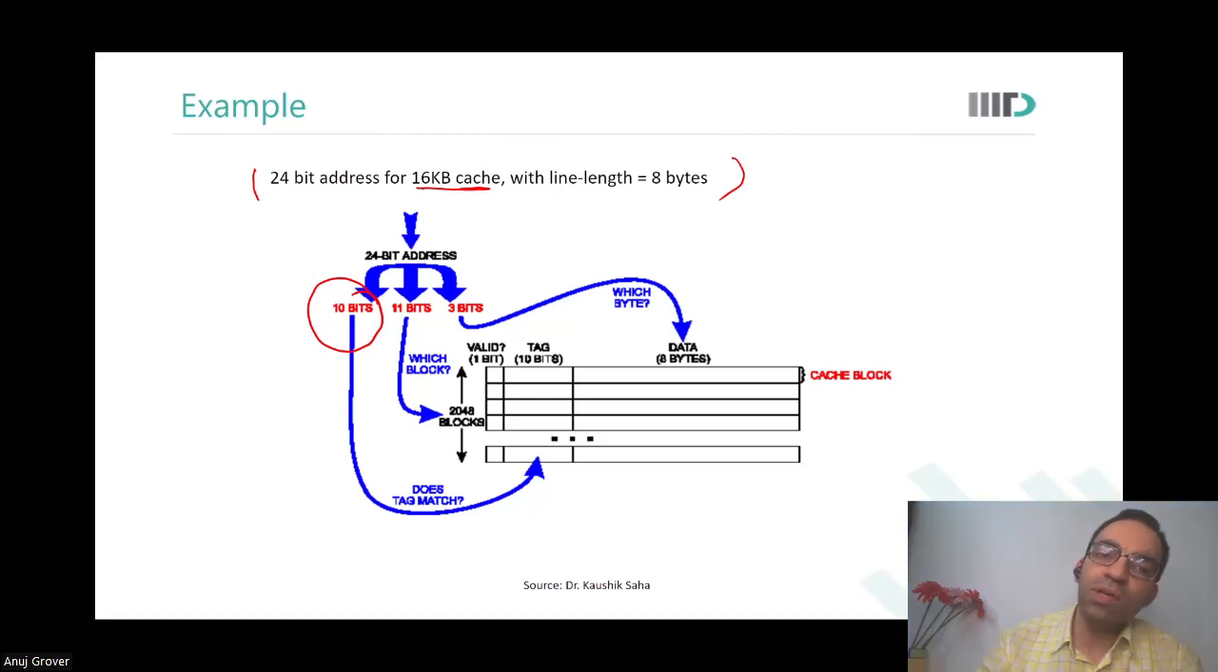Now, in a memory, suppose your data is organized such that there are 8 bytes of data in every row. So how many address bits would you require to identify which byte to be sent to the processor? Three. Now I need only three address bits to identify which of these bytes to send to the processor.